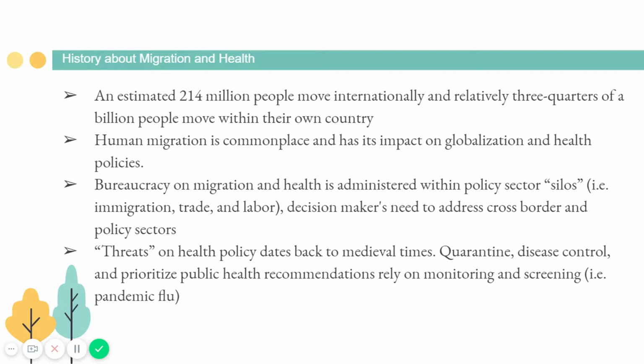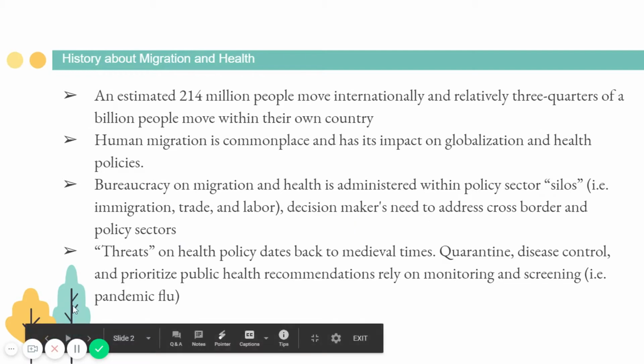Some threats on health policy date back to medieval times. Quarantine, disease control, and prioritized public health recommendations rely on monitoring and screening, for example, the pandemic flu. We are seeing that right now too in today's times, and if it has happened in the past, it will definitely happen in the future.